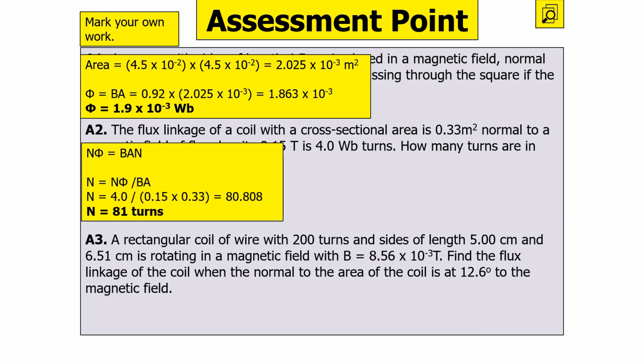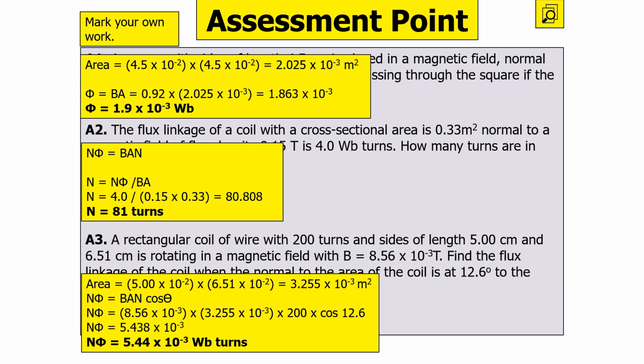We know flux linkage is equal to BAN. So therefore, when we rearrange it through, N is equal to N phi over BA. Now you can't cancel the Ns through because you want to work out N, which is on the left-hand side. So it's 4 over 0.15 times 0.33. So you get your answer out to be 81 turns.